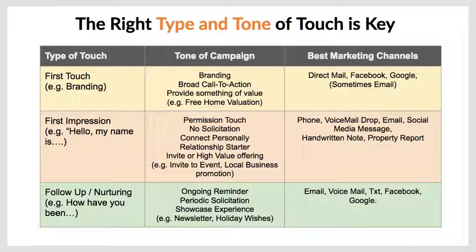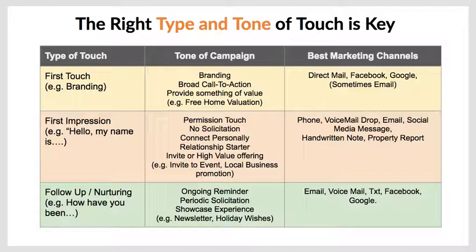Then we move to the first impression, which is when you actually reach out to them. This is what we call the permission touch, meaning the first impression is how you can ultimately start building that relationship. And you don't want to build a relationship based off of, "Hey, give me something, I need something." The opposite should be true: you're offering something. You want to make sure you connect with them personally, and again, this is a relationship starter. A lot of times you want to provide something of value, but maybe a little bit more value than on the first touch. It could be a variety of things, like an invite to an event or a high-value offering of a different sort. We're going to talk about these best practice campaigns in a minute.